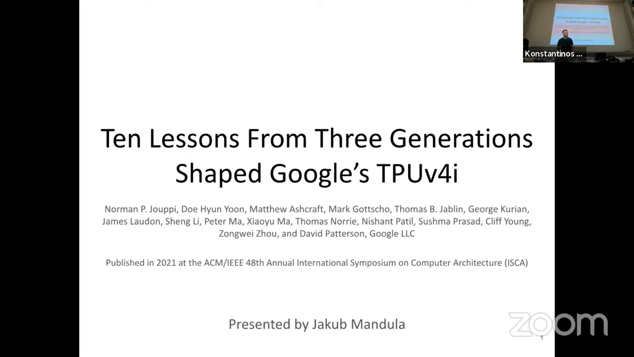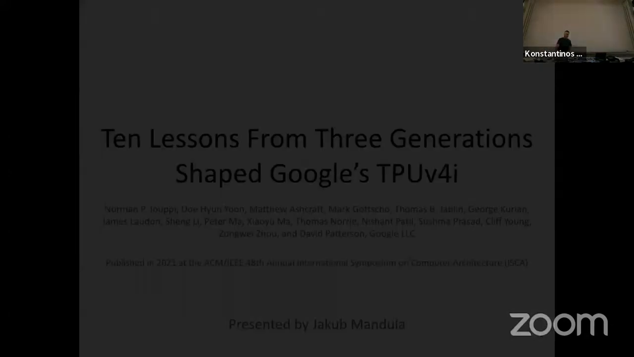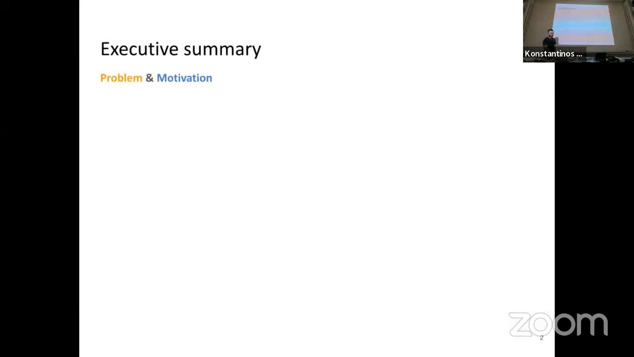So hello, everybody. Today, I'm going to be presenting this paper, which gives you more of an industrial perspective, as Joel has mentioned, on what goes on in a Google TPU team, what their thought process is in designing new hardware architectures, and how they learn from their past mistakes, from their past revisions, in order to improve in the future. So let's start with the executive summary.